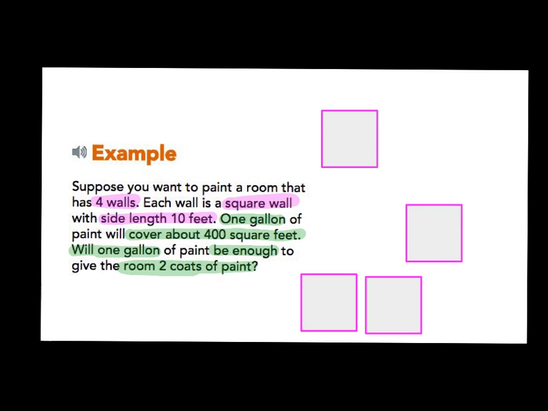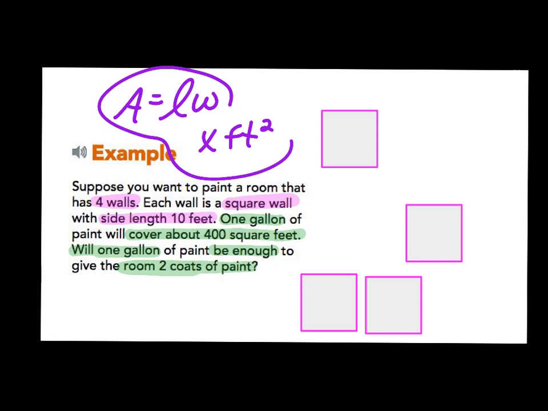All right. Well, the first thing I need to do is figure out the area of the wall, because area, let's try that with the pen. Area equals length times width, and the answer is always in square feet. So x square feet, right? All right. So let's put that separate over here.